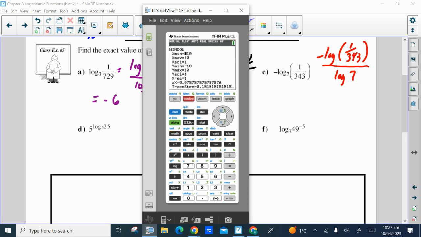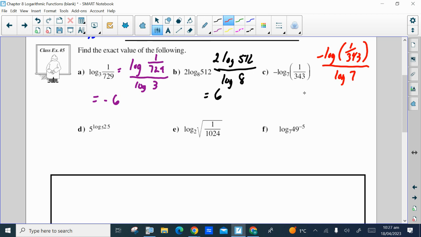And then alpha window, number 5. Try that again. Alpha window, number 5 for the log. Whoops. Let me quit out of there. So alpha window, number 5. There we go. Log base 7 of 1 over 343. So the answer is positive 3 for this. Now the reason this works is because 7 to the 3 is actually 343.